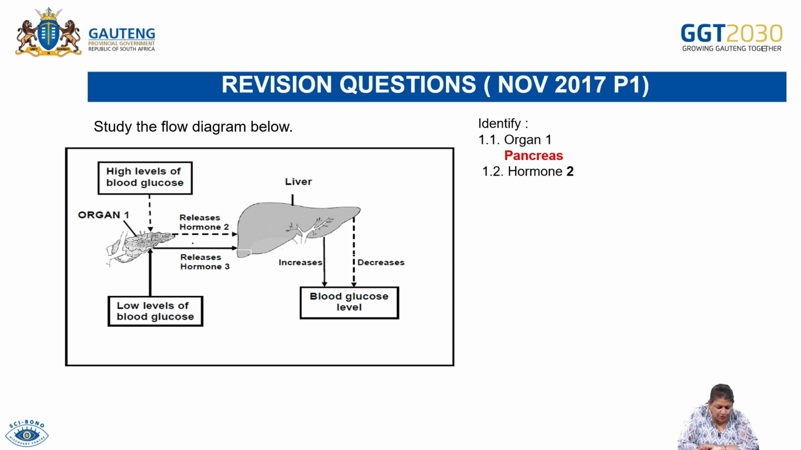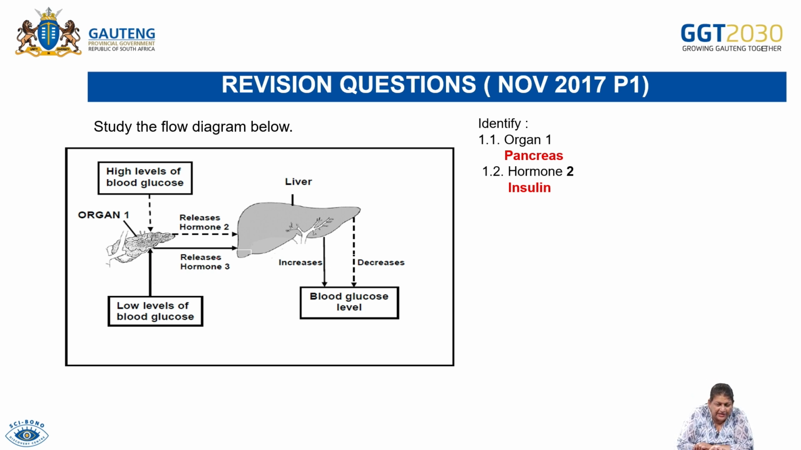So hormone 2 is dotted, and this is dotted, and it's decreasing the blood glucose level, which means hormone 2 decreases the blood glucose level. So hormone 2 can only be insulin, because it decreases the blood glucose level by converting excess glucose to glycogen.